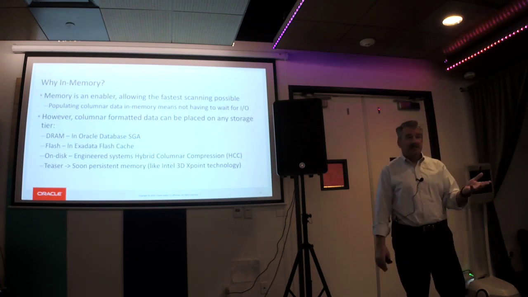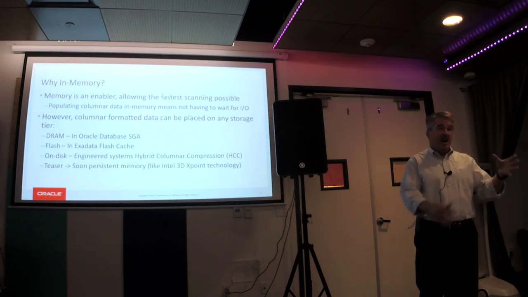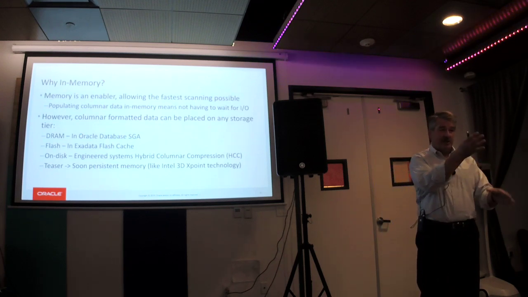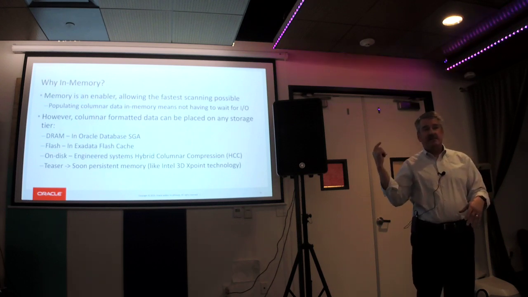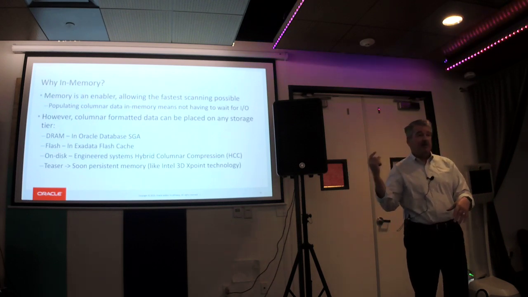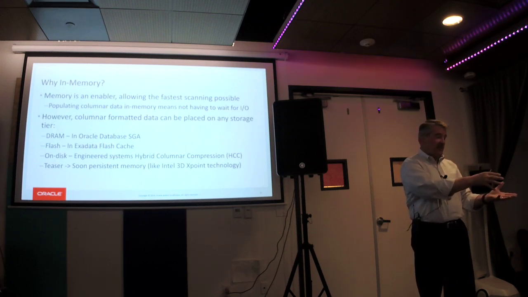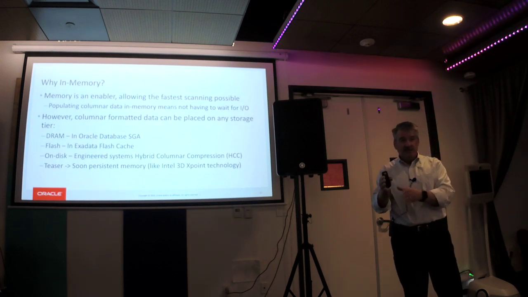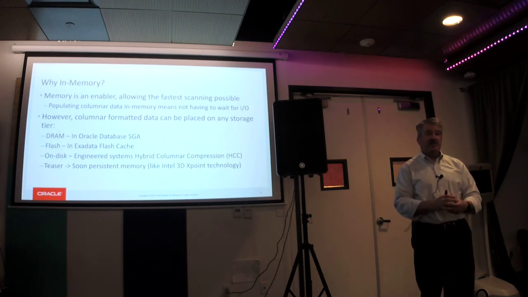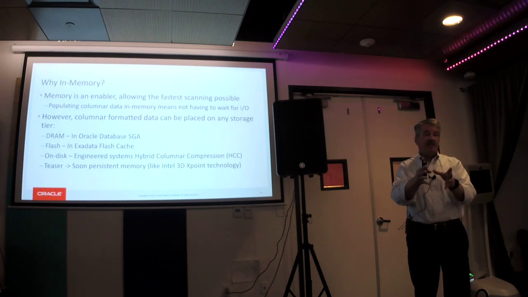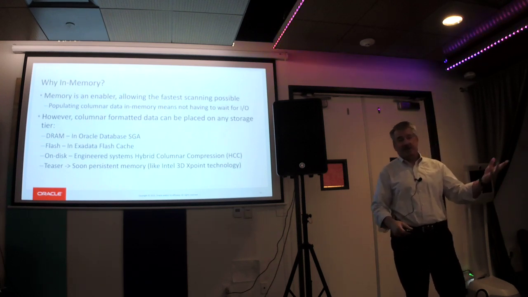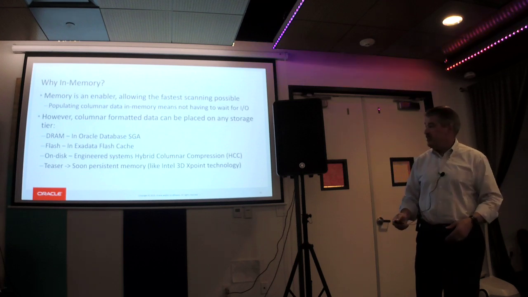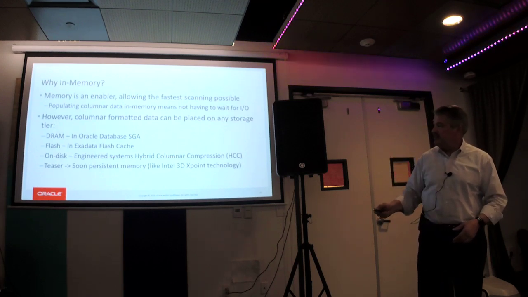Now, we also support something we call hybrid columnar compression on disk on Exadata, and that's also a columnar format. It's not the same as the database in-memory format, but if you're on Exadata, we will automatically transform the HCC data into database in-memory format, so you can take advantage of things like SIMD vector processing and those in-memory storage indexes and all that, and you approach much better speeds than you would if you were running strictly off of disk. Plus, you have the I/O latency as well.